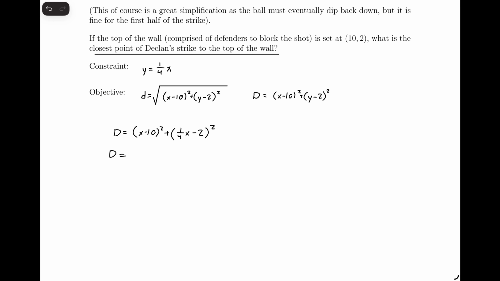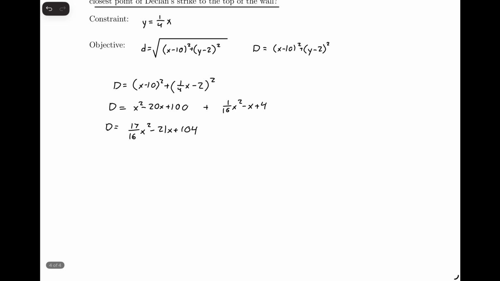Okay, bit of some annoying arithmetic here. We just got to factor this out. We'll have x squared minus 20x plus 100 for that first term, plus 1/16 x squared minus x plus 4. And then combining like terms, we'll end up getting 17/16 x squared minus 21x plus 104. Okay, that is our distance function in terms of one variable x.